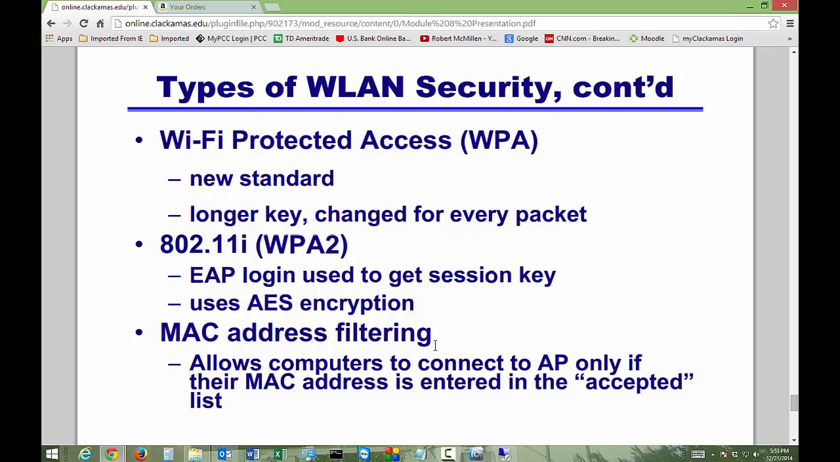MAC address filtering allows computers to connect to the access point only if their MAC address is entered in the accepted list. So this is another way to keep people off of your network. You don't want them. You can say, hey, only these particular network interface cards, you get the MAC address off of them, are allowed to connect to our device.